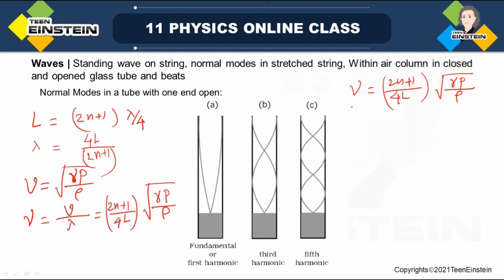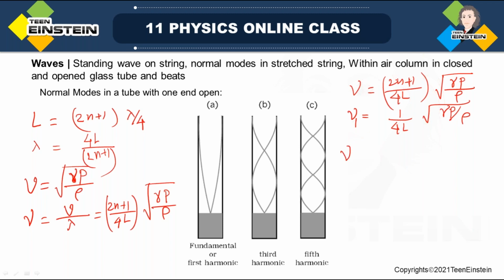Now see, if I put n is equal to 0, then we get the fundamental frequency, or the lowest frequency, of the waves produced in the air column. So what is the lowest frequency? N is equal to 0 means 1 by 4L root over gamma P by rho. So this is new 1.